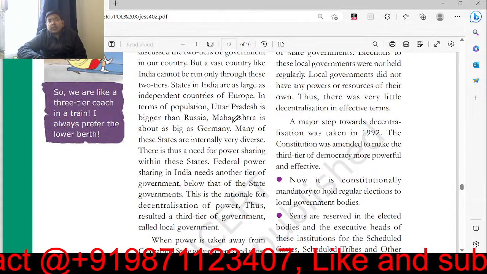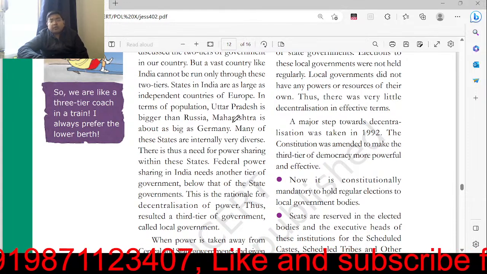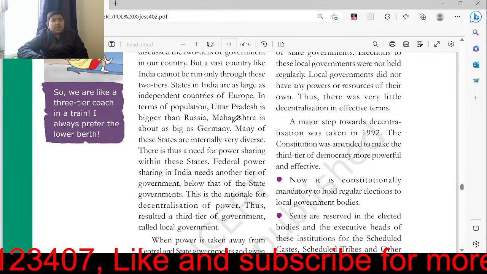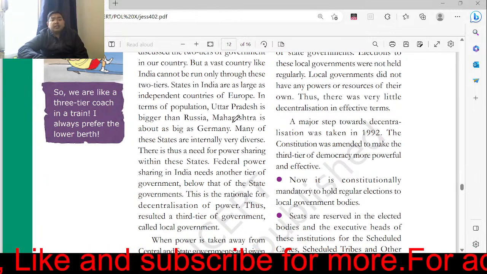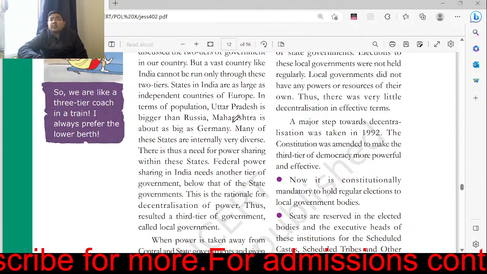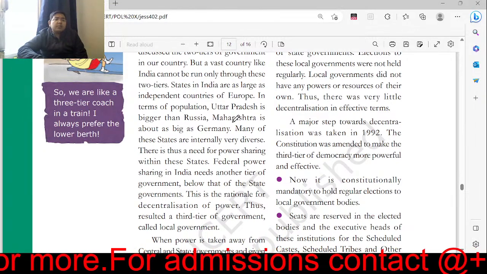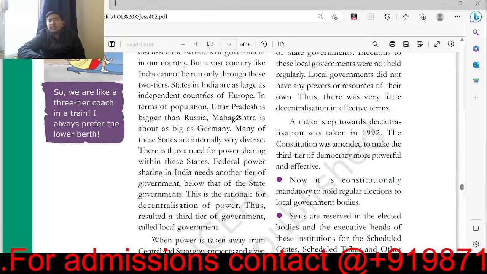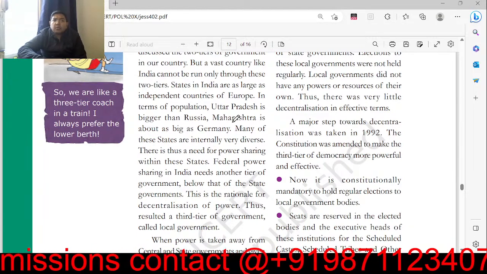So whether you are in Kashmir, Nagaland, Arunachal, or Tamil Nadu, everywhere you will find that third tier. And every 5 years they are holding elections, whether it is for the panchayat, the block panchayat, the district zilla parishads, or for the municipality or municipal corporation.